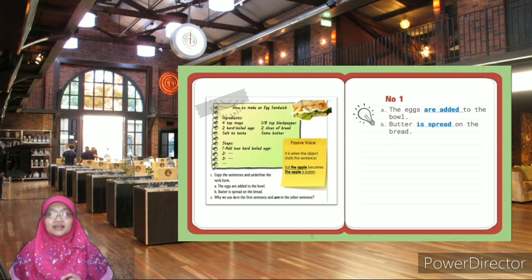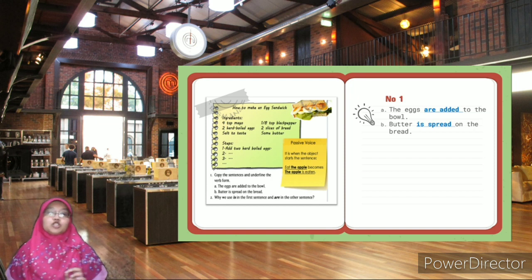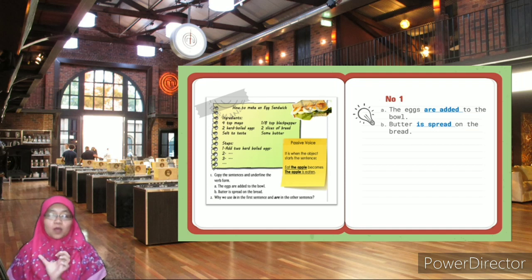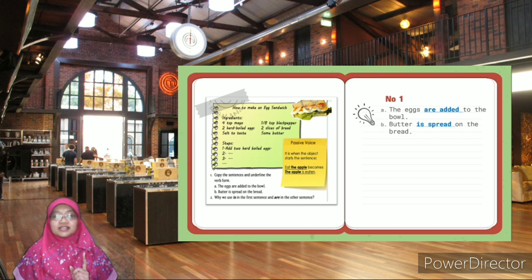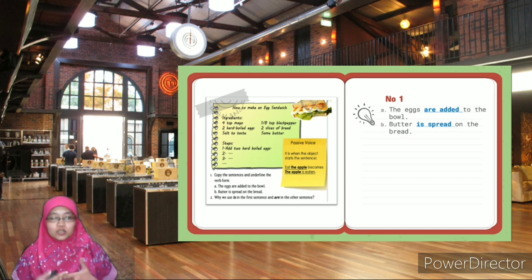And while B, butter is spread on the bread. So is spread, or is the verb form. So we have underlined that one, and you should pay attention to that one because that is the key of the passive voice. And now let's move on to question number 2.